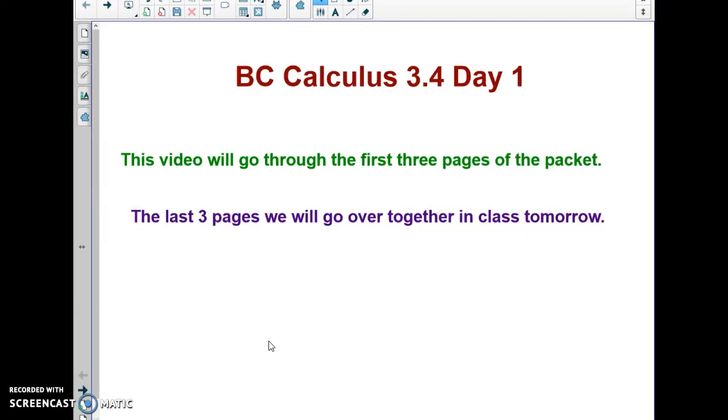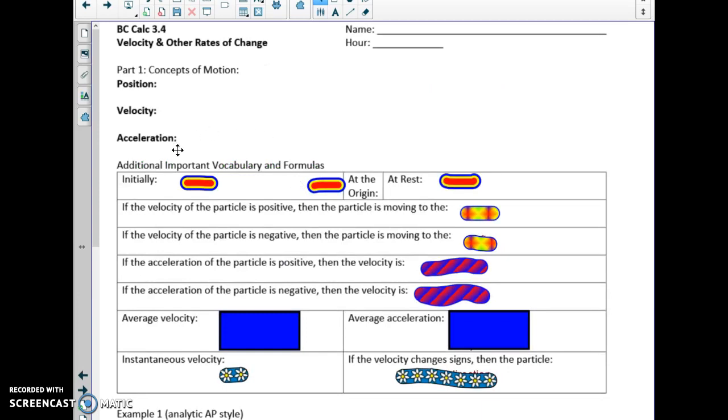Hey everyone, we are focusing on section 3.4, velocity and other rates of change today. We're going to work through the first 3 pages of the packet together in this video, and then tomorrow we will go over the last 3 pages together in class.